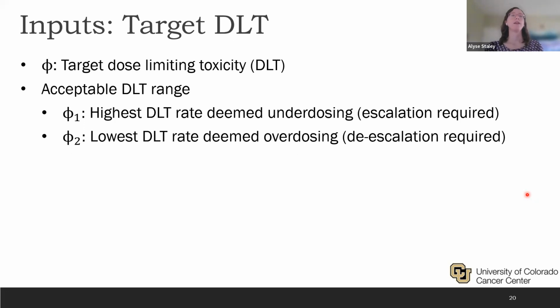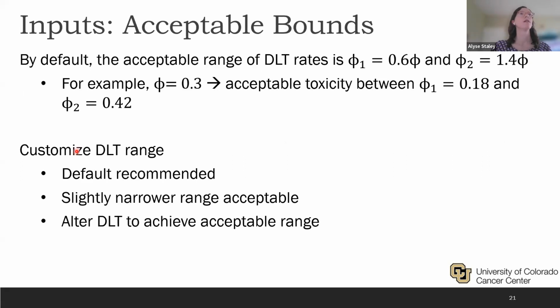than our target rate. Therefore, we need to first know Phi1, which is the highest DLT rate deemed underdosing. In other words, if a certain rate is observed, when does escalation have to occur? And Phi2, what's the lowest DLT rate deemed overdosing? In other words, at what DLT rate does de-escalation have to occur?